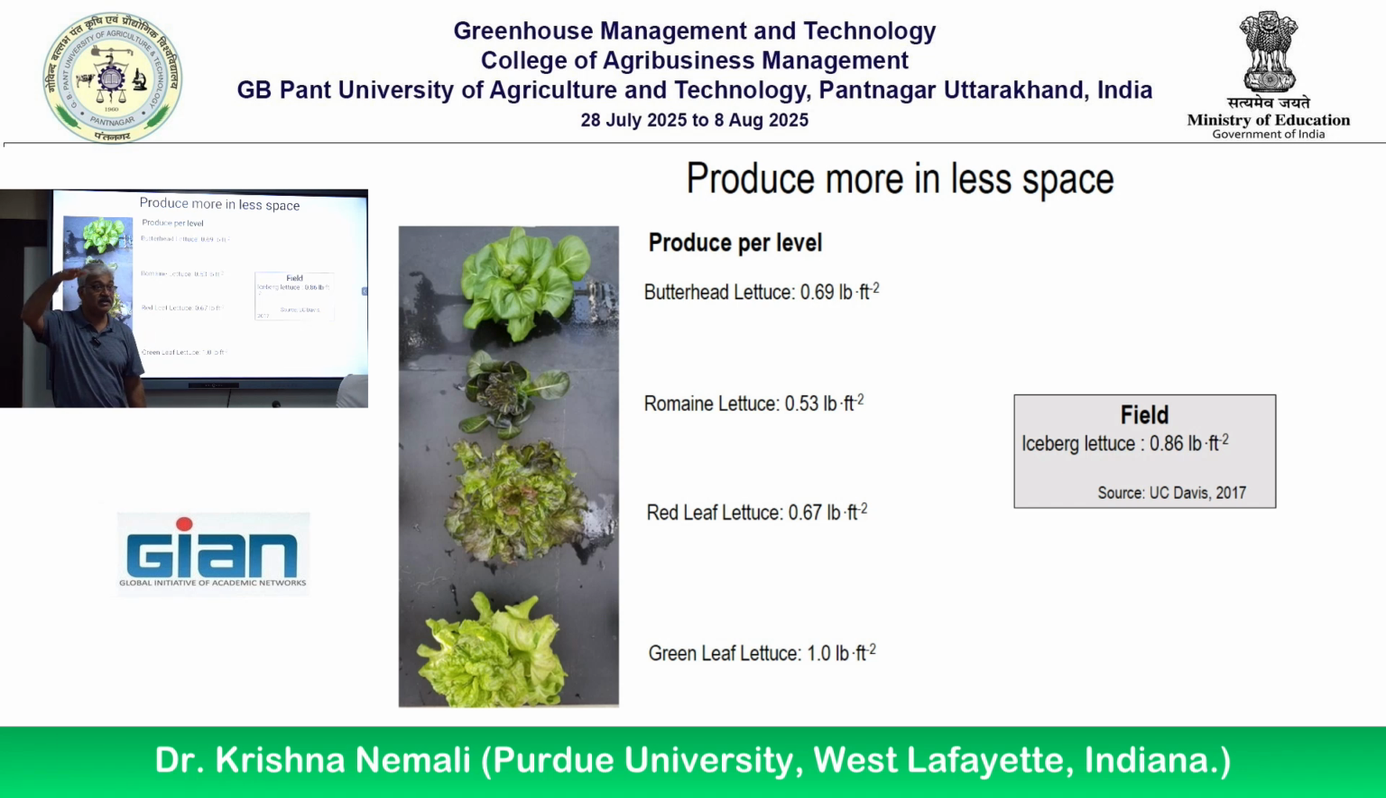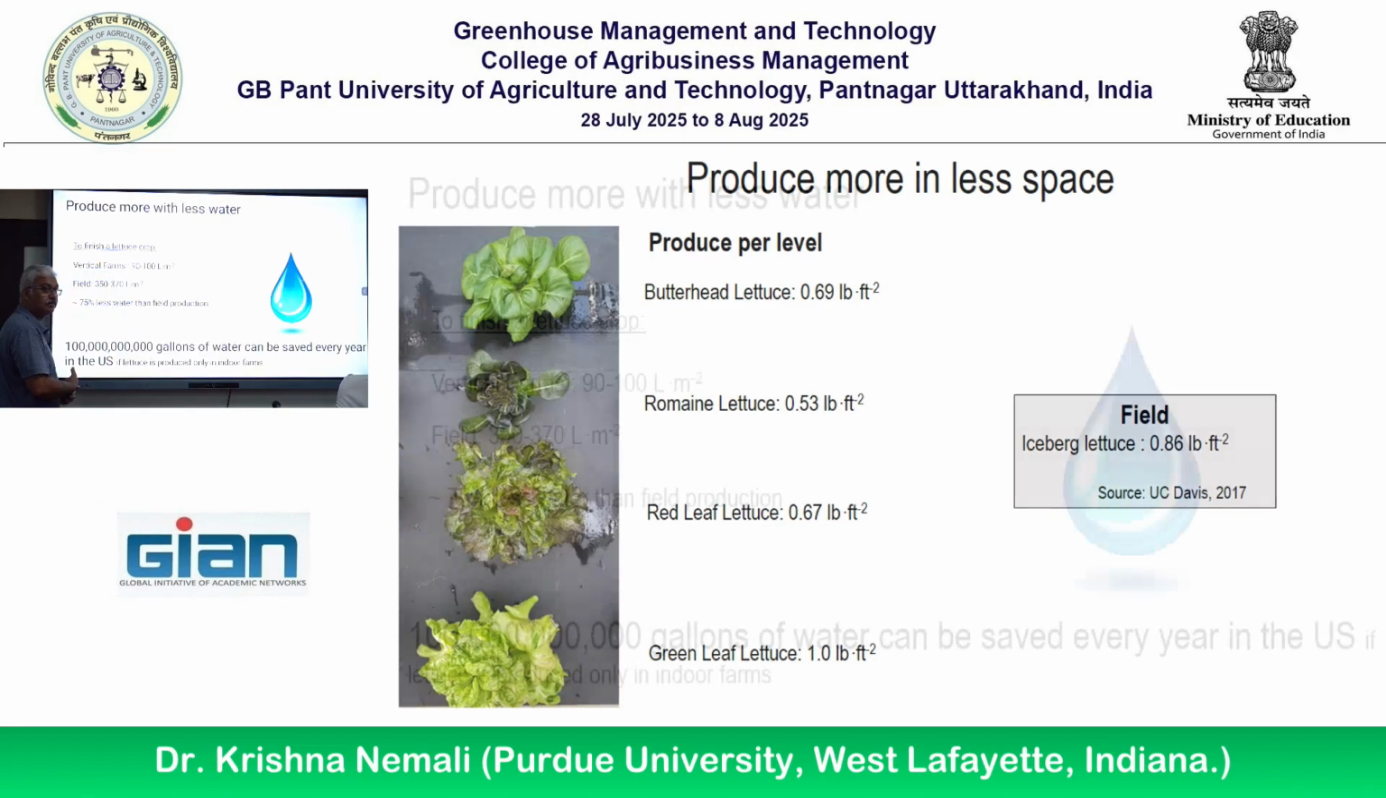Now you can grow, let's say, 10 levels. That's 10 times more yield in this system compared to the field. I told you that it also uses just a third of the water compared to the field. So you also save big on water too, right? That's the advantage.